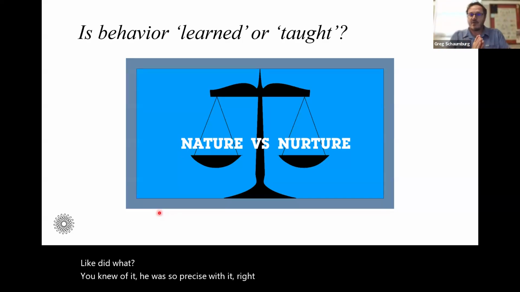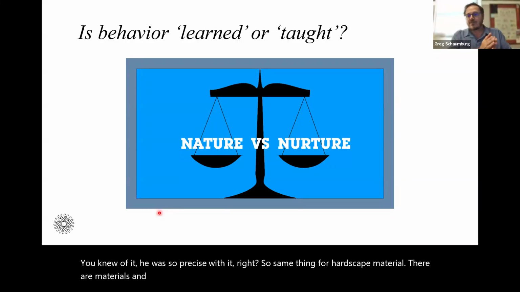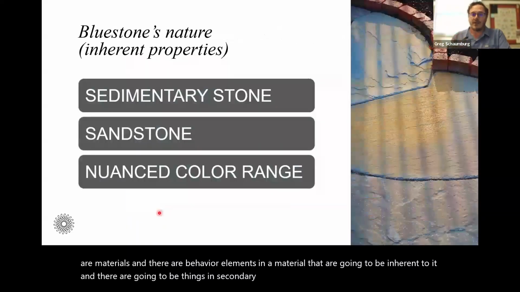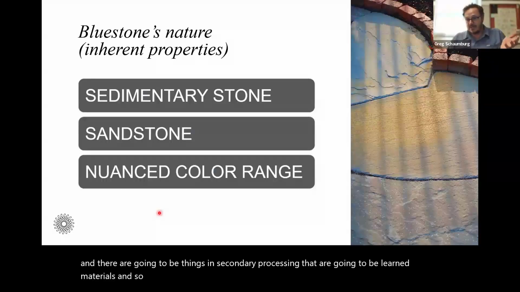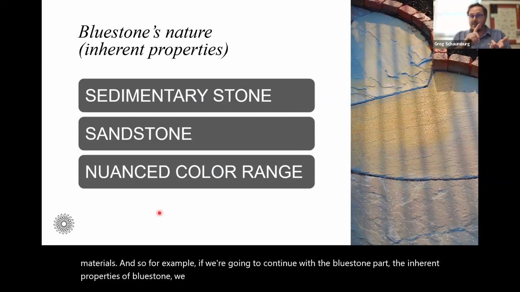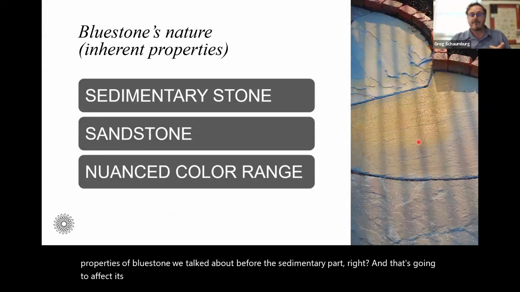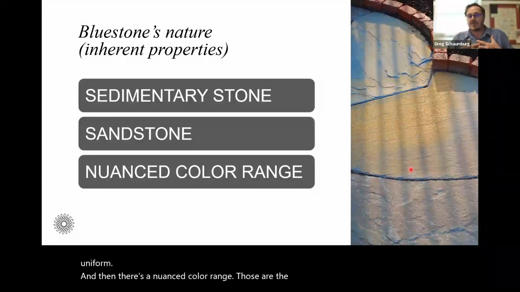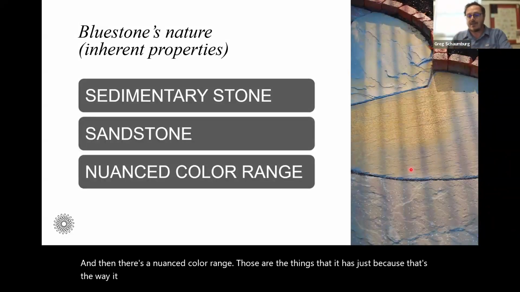So same thing for hardscape material. There are materials and there are behavior elements in a material that are going to be inherent to it, and there are going to be things in secondary processing that are going to be learned. So, for example, if we continue with the bluestone, the inherent properties of bluestone we talked about before, the sedimentary part, right? That's going to affect its face and the way it looks. The fact that it's a sandstone means it's pretty uniform, and then there's a nuanced color range. Those are the things that it has just because that's the way it was shaped. That's the way it came out of the ground.